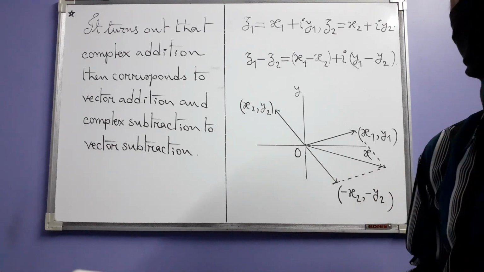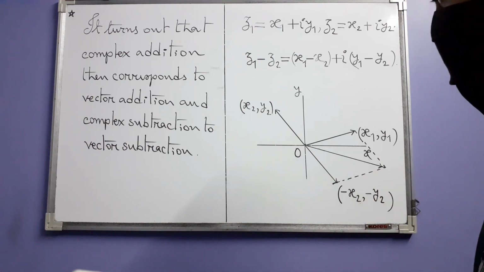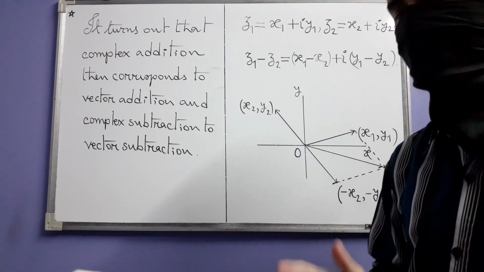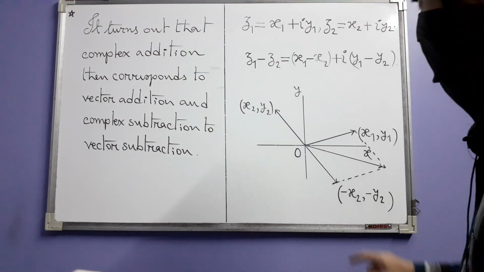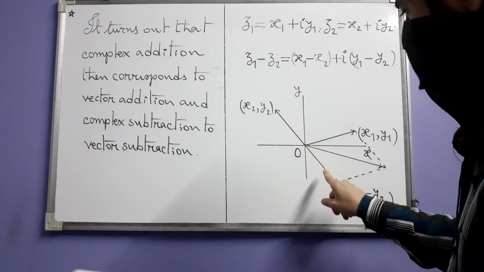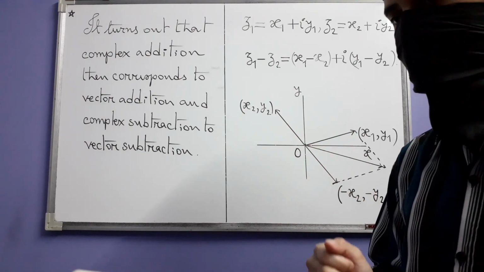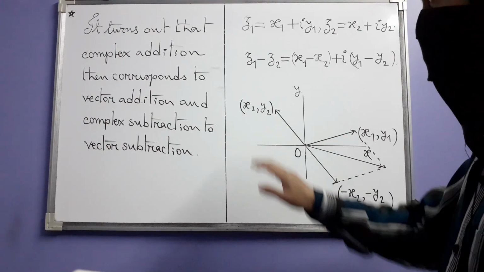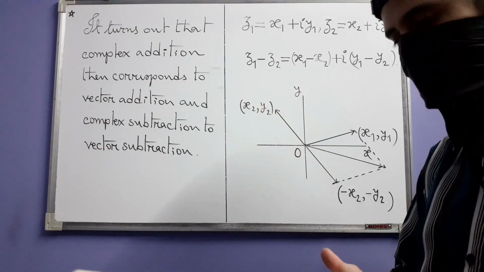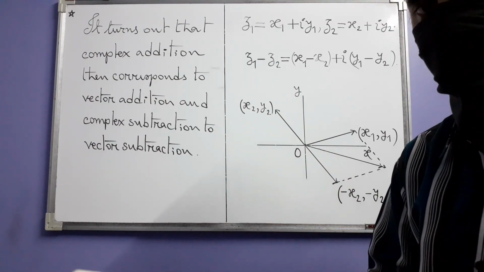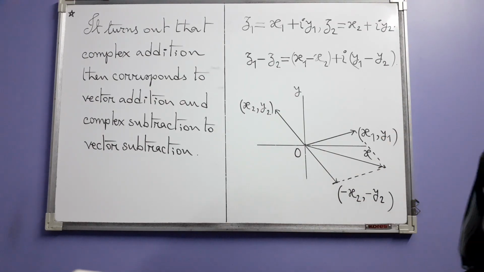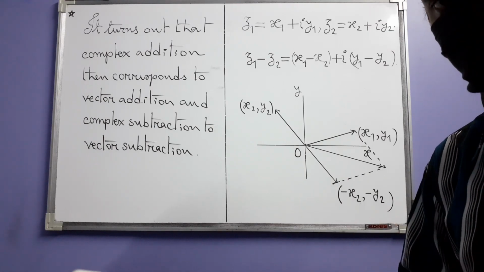How do you get this point in the plane? Well, you can follow the vector definition of subtraction. So what you first do, you see the point corresponding to the complex number minus z2, because by definition this difference is the sum of z1 and minus z2. The point corresponding to minus z2 has these coordinates minus x2 comma minus y2.